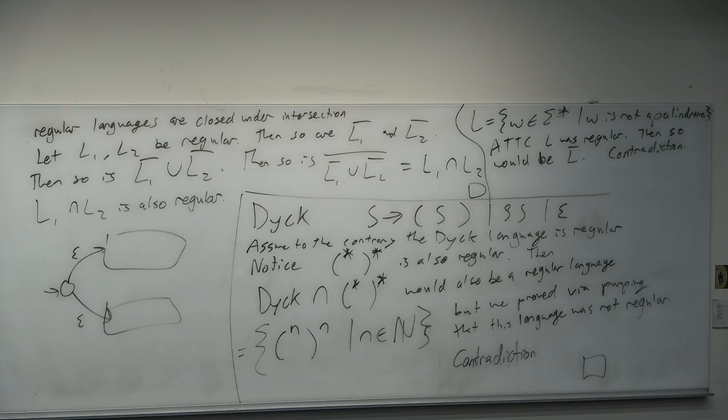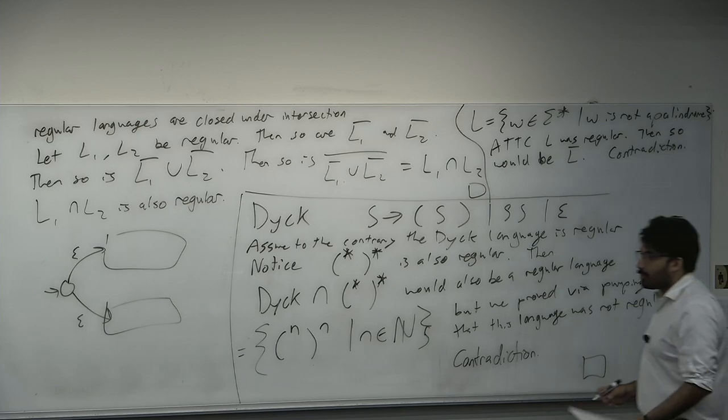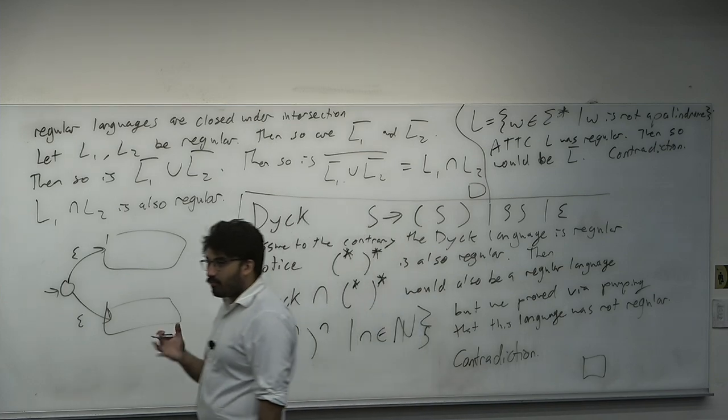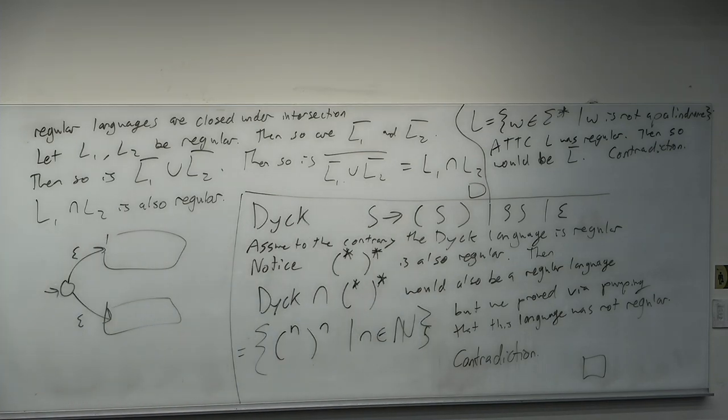So the complement of a non-regular language must also be non-regular. The complement of a to the n, b to the n, for a similar reason, is not regular, right? So something not being regular, its complement must also not be regular. So the non-regular languages are also closed under complement for the same reason the regular languages are closed under complement.